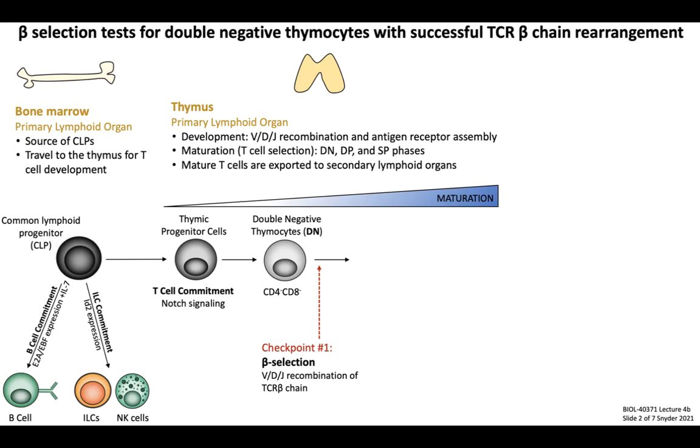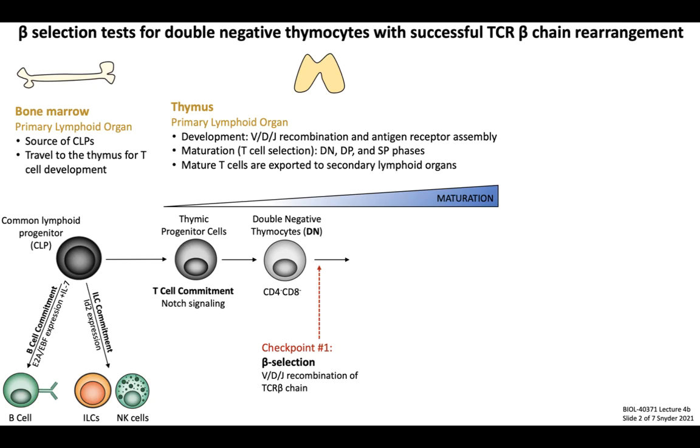We will also refer to these thymocytes as clones sometimes, and this refers to a population of identical daughter cells that are all derived from the same progenitor cell. So the term T cell clones refers to T cells that all express the same T cell receptor, or TCR.